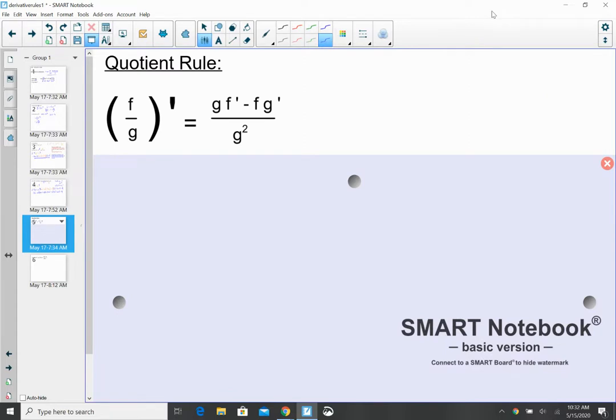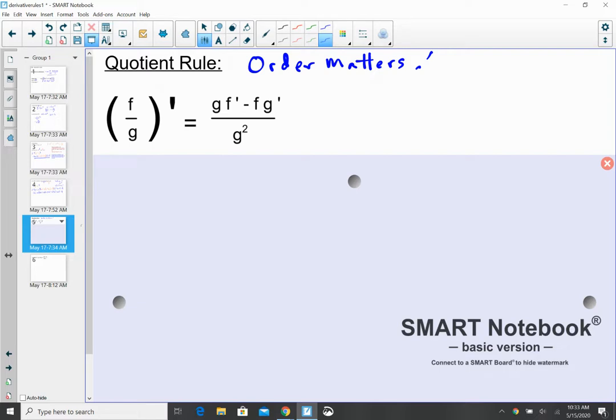There's one more rule we're going to talk about today. It's the quotient rule. Now, the quotient rule is if you're dividing two functions. So if I have an f and a g, and if I'm dividing two algebraic pieces, it's equal to g times f prime minus f times g prime over g squared. Gotta memorize it, the quotient rule. Now, subtraction is not commutative, so the order matters here. Order matters.